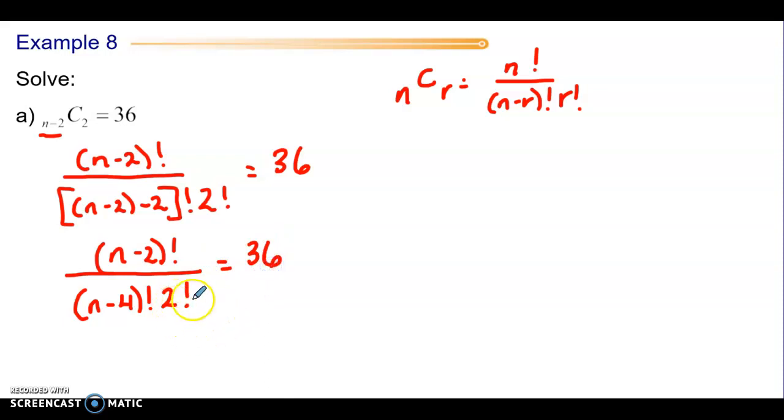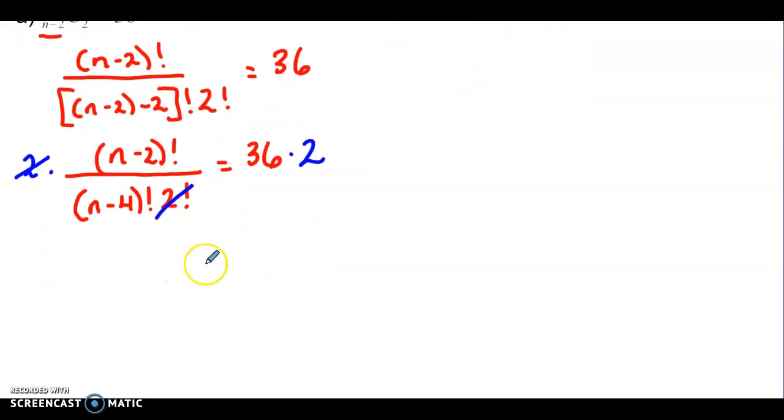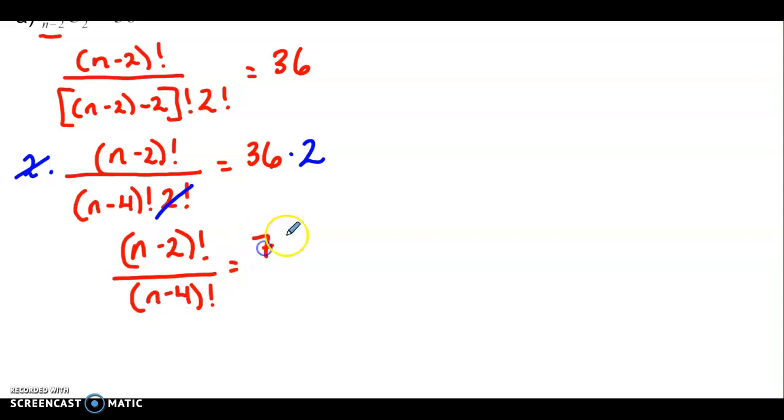2 factorial is 2 times 1, which is 2. So we are going to multiply both sides by 2 to get rid of the 2 in the denominator. 2 divided by 2 cancels out. And just to simplify, we have (n minus 2) factorial over (n minus 4) factorial equals 72.